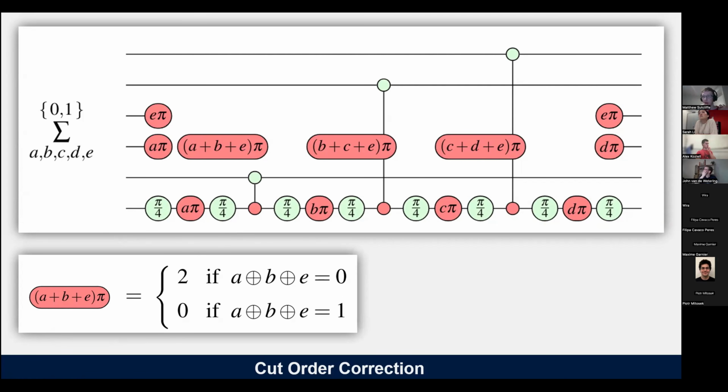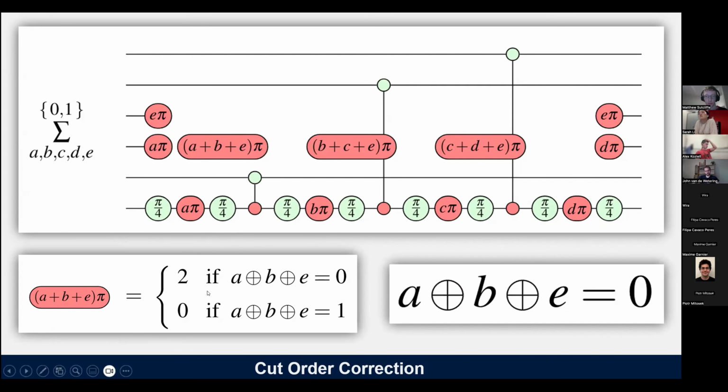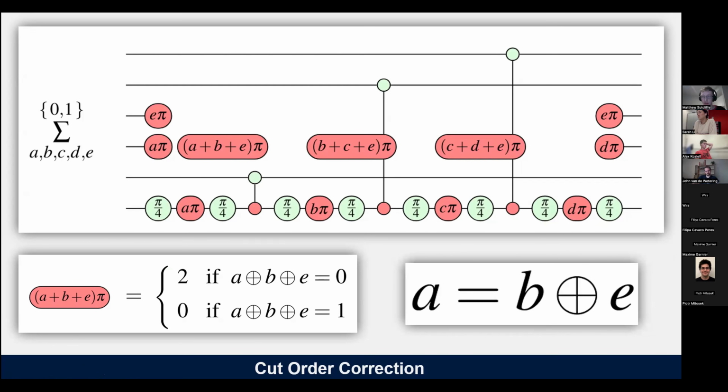So of these 2 to the 5 graphs that we have, these 32 graphs, many of them will be 0. And if we can discount those without having to check through each one, then that would be quite handy. So essentially we want to ignore the cases where it's 0 and just focus on the cases where this is going to be 1, which means we need this bit string to be 0, which we can rearrange, and it tells us A equals B XOR E.